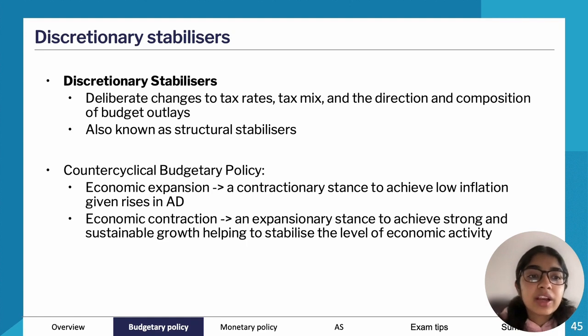Okay, so government usually employs a counter-cyclical budgetary policy. So that means that usually if there's a lot of growth, if there's a lot of economic expansion, we have a contractionary stance. So we want to try to keep growth, but we want to keep it stable so that inflation isn't excessive, it's not unsustainable. In the same way, if there's an economic contraction, so let's say the economy isn't doing that well, so there's low levels of growth, things aren't going that great, then we take on an expansionary stance and try to achieve strong and sustainable economic growth. And this will help us stabilize the level of economic activity.